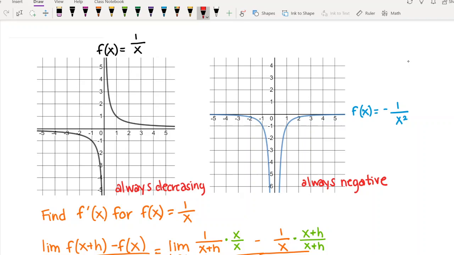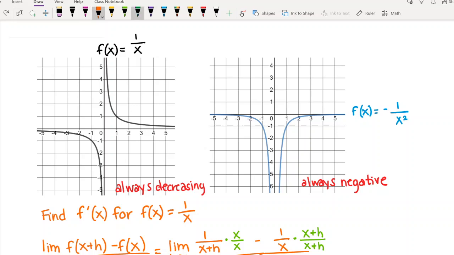Another thing I want to point out is that the original function has an asymptote at 0, right? So if you look at x is equal to 0, the original function is actually undefined at x is equal to 0. And so that means the derivative is also undefined at x is equal to 0. And we'll talk more about that tomorrow, but I just wanted to point that out.